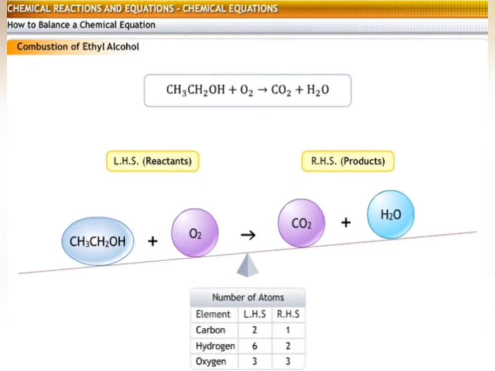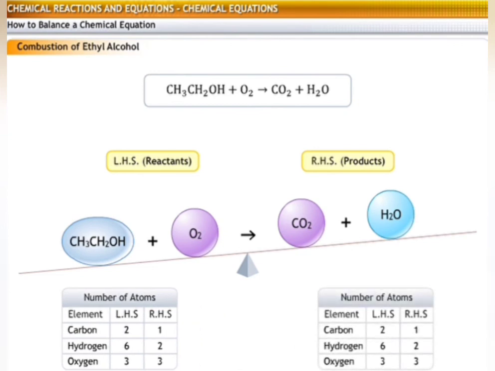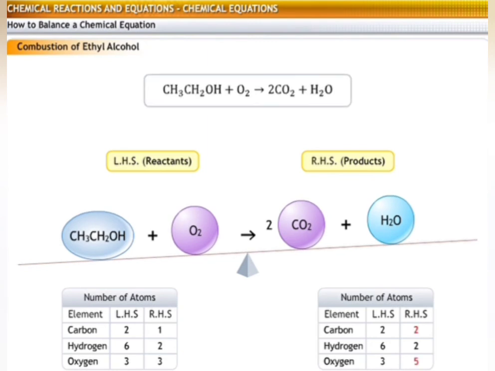Step 2 is to check the number of atoms of each type on either side. Here we have 2 carbon atoms on the left-hand side, but only 1 on the right-hand side. 6 hydrogen atoms on the left-hand side, but only 2 on the right-hand side. 3 oxygen atoms on the left-hand side, as well as on the right-hand side. Let us begin balancing the equation by selecting carbon. There are 2 atoms of carbon on the reactant side, but only 1 atom on the product side. So to balance this, add the coefficient 2 before carbon dioxide on the right-hand side.